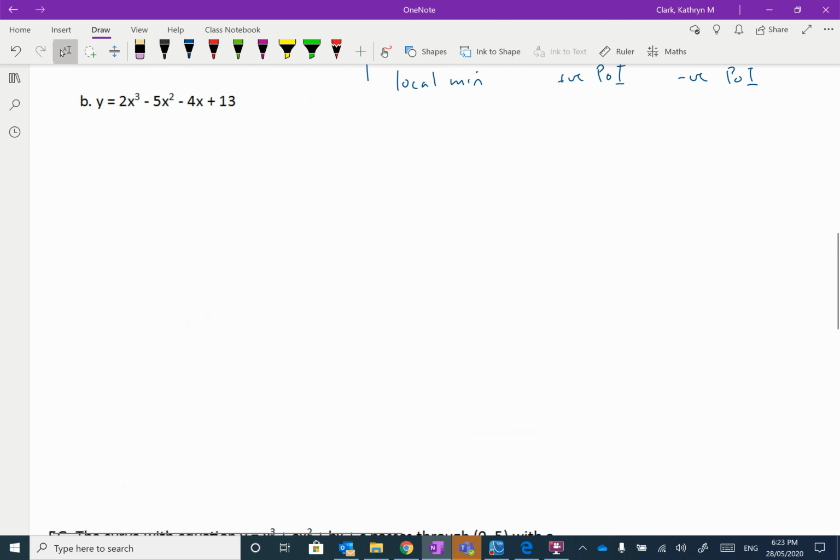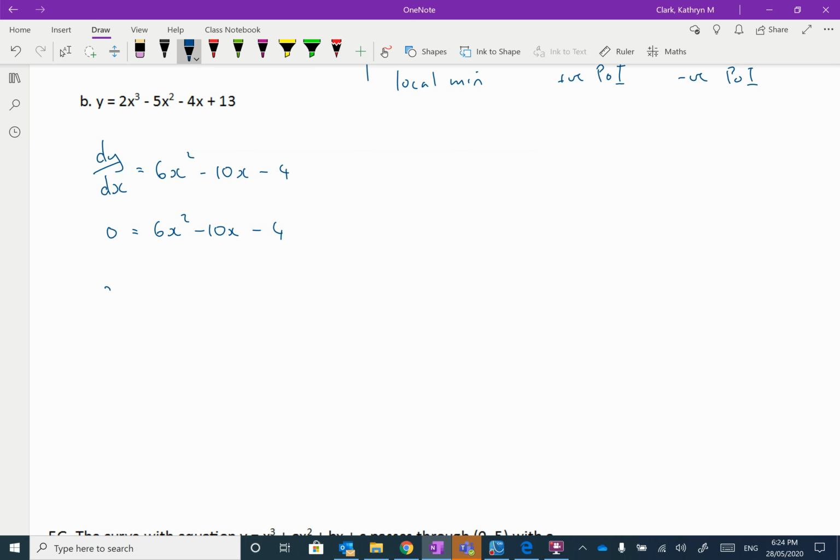We're going to follow our same steps. First thing I'm going to do is derive the function. So I get 6x squared take 10x minus 4, and then I'm going to solve where that is equal to 0. And for your purposes today, I'm not going to factorize and solve this by hand because that will take too long. So I'm just chucking it in my calculator and solving for x to save us all the problems of me doing it on the calculator while you guys watch.